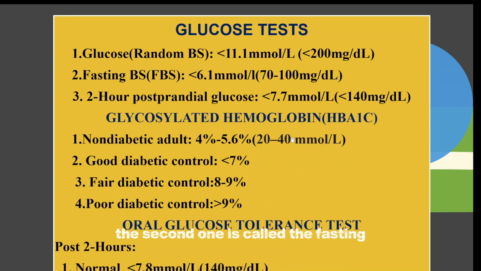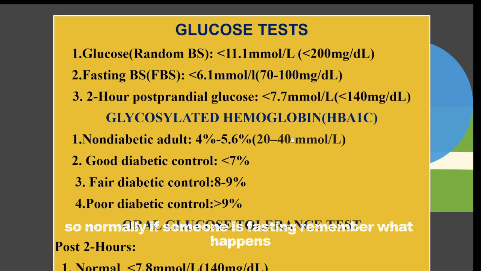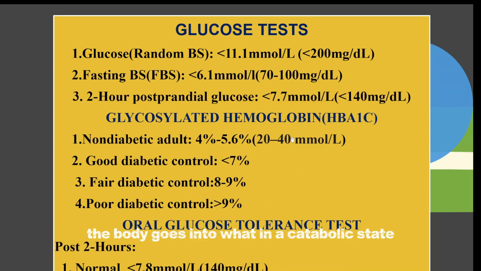The second one is the fasting blood sugar. You tell the patient to fast for at least 6 to 8 hours, and then you determine their blood glucose levels. Remember what happens when someone is fasting: the body goes into a catabolic state, pushing the glucose that was put in the blood into the cells. That's what the body does.